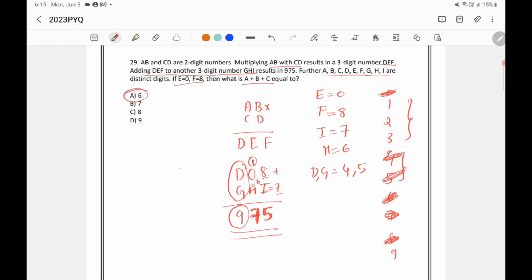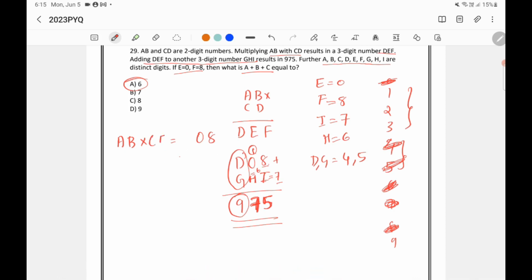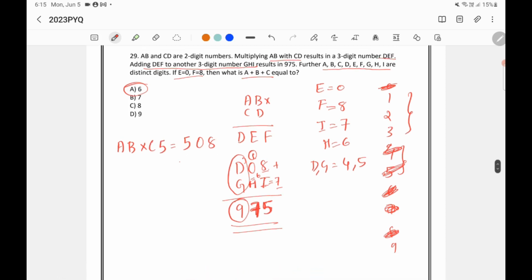So here now we know that AB into CD is DEF, okay, DEF. Now we know that E and F are 0 and 8, so it is D08. Now either D is equal to 5. So if I put 5 here, it will be like this. Now you know that here the last number is 5. Then here the last digit is 8.